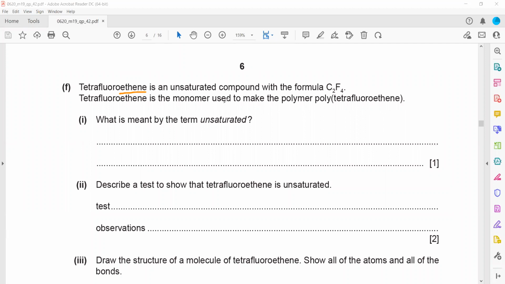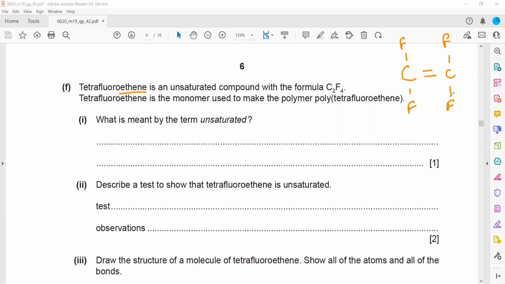Tetrafluoroethene is an unsaturated compound with a formula of C2F4. Because ethene means there will be a carbon-carbon double bond, and it contains 4 fluorine atoms attached. That is the structure of tetrafluoroethene. The polymer is known as Teflon, which is used as a layer of a non-stick pan. So tetrafluoroethene is a monomer used to make a polymer, polytetrafluoroethene.